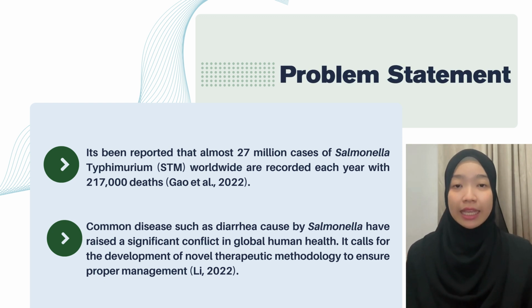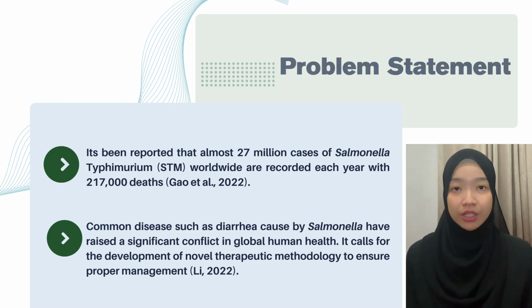Problem statement. It's been reported that almost 27 million cases of Salmonella typhimurium worldwide are recorded each year with 217,000 deaths. Common diseases such as diarrhea caused by Salmonella have raised a significant conflict in global human health. It calls for the development of novel therapeutic methodology to ensure proper management.